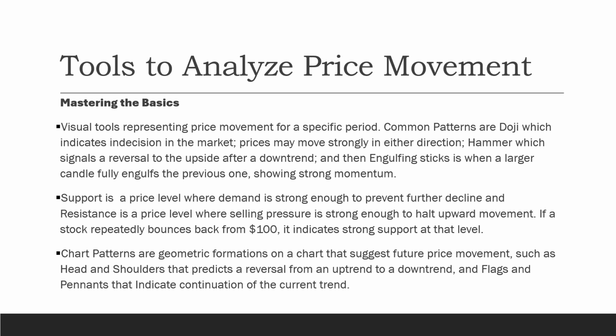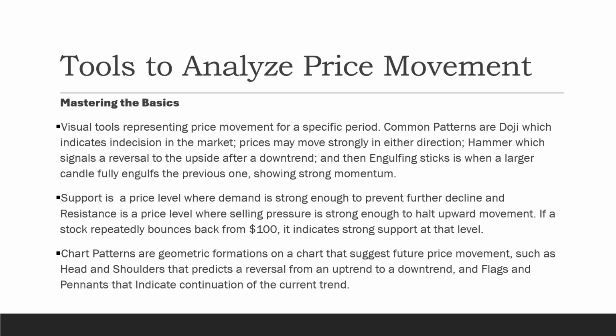Candlestick patterns are visual tools representing price movement for a specific period. Common patterns are the doji, which indicates indecision in the market. Prices may move strongly in either direction. We have the hammer, which signals a reversal to the upside after a downtrend. And then we have the engulfing pattern, which is when a larger candlestick fully engulfs the previous one, showing strong momentum.